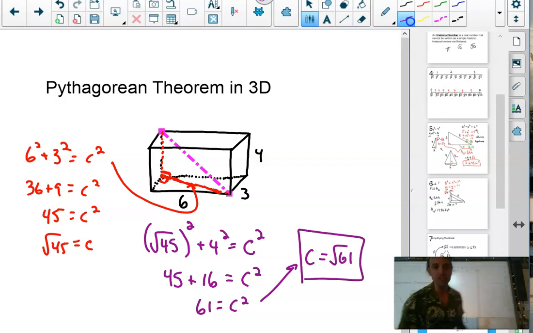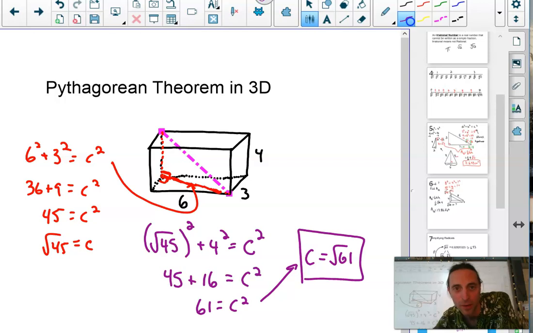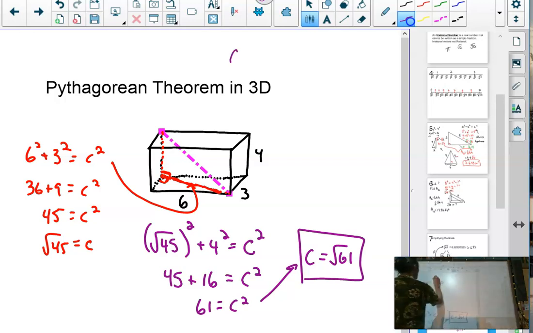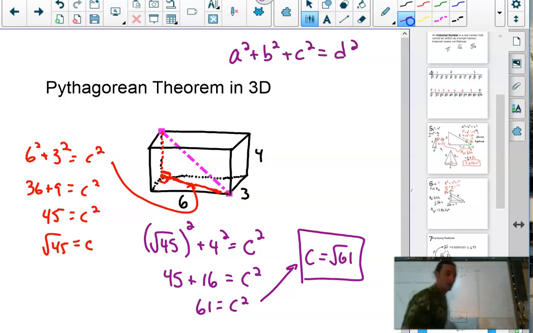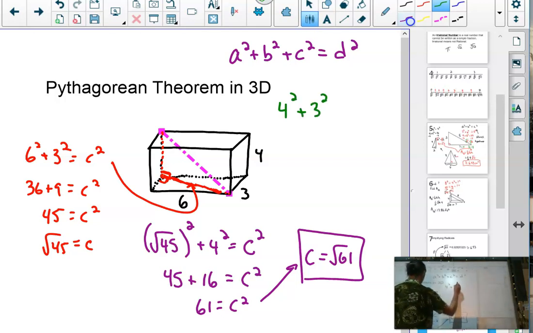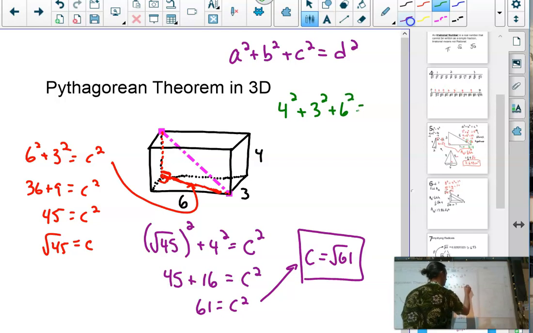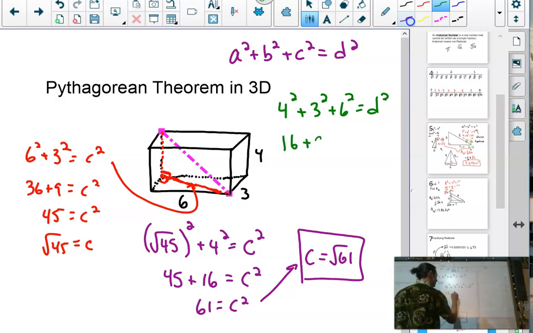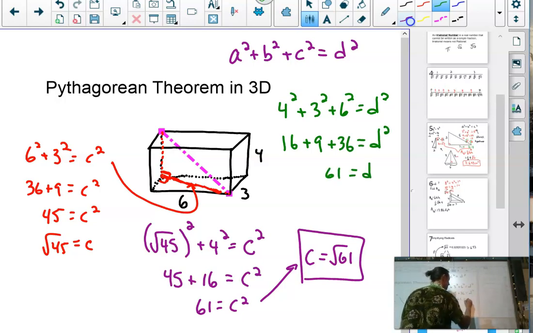Awesome. Just so you know, there's a little shortcut, and I want you to remember this. It's like the Pythagorean theorem, just in 3D. If you want to find a diagonal corner to corner, the formula is a squared plus b squared plus c squared equals d squared. And I'll show you, we're still going to get the square root of 61. Let's plug it in. I've got side lengths of 4, 3, and 6. 16 plus 9 plus 36 is, guess what? 61. And if you don't believe me, prove me wrong.